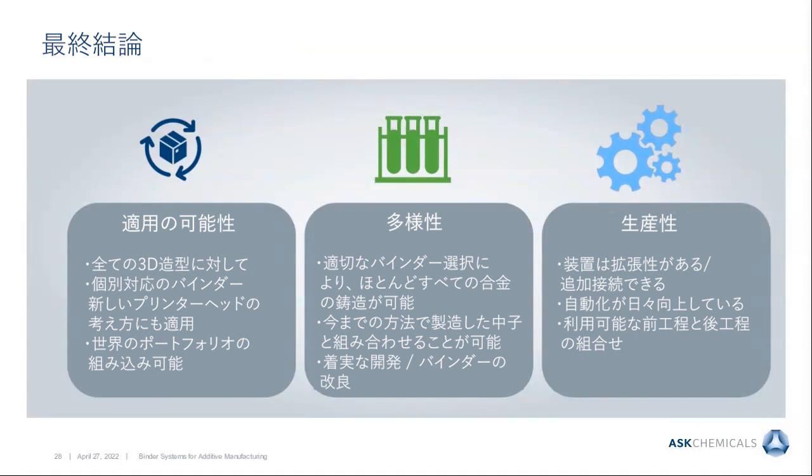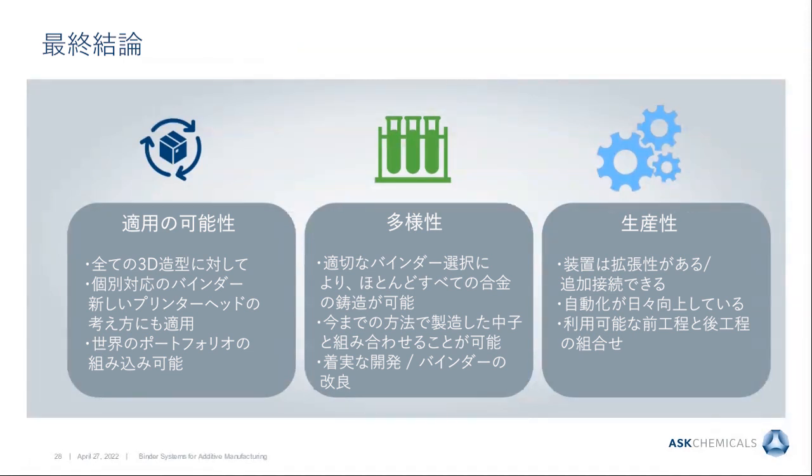In terms of variety, the printed cores can cover a very large alloy range. And as already mentioned in the beginning, they can be combined with conventionally produced cores. So there is no need to exclusively print whole part packages, but they can be combined. And of course, we are constantly developing and further improving our binder systems to meet new or increased requirements for the sand cores.